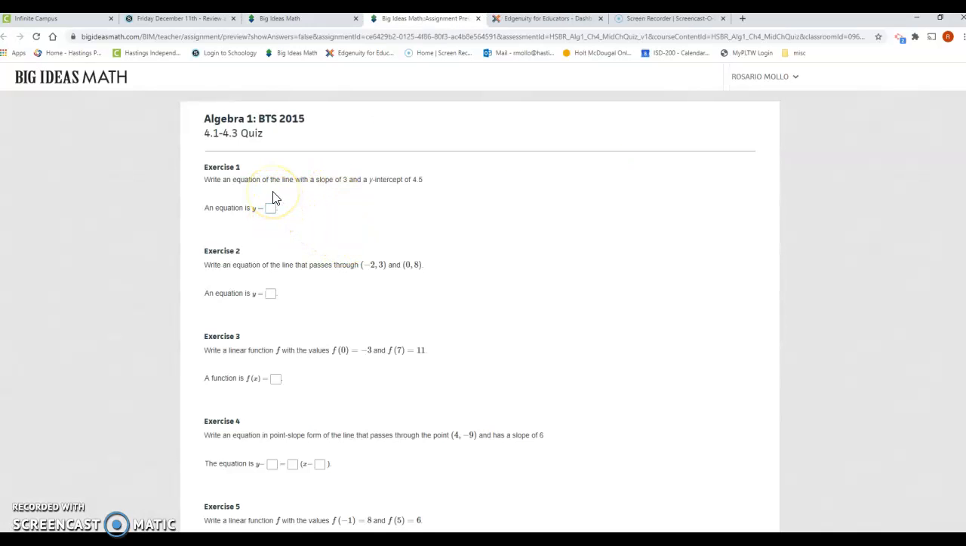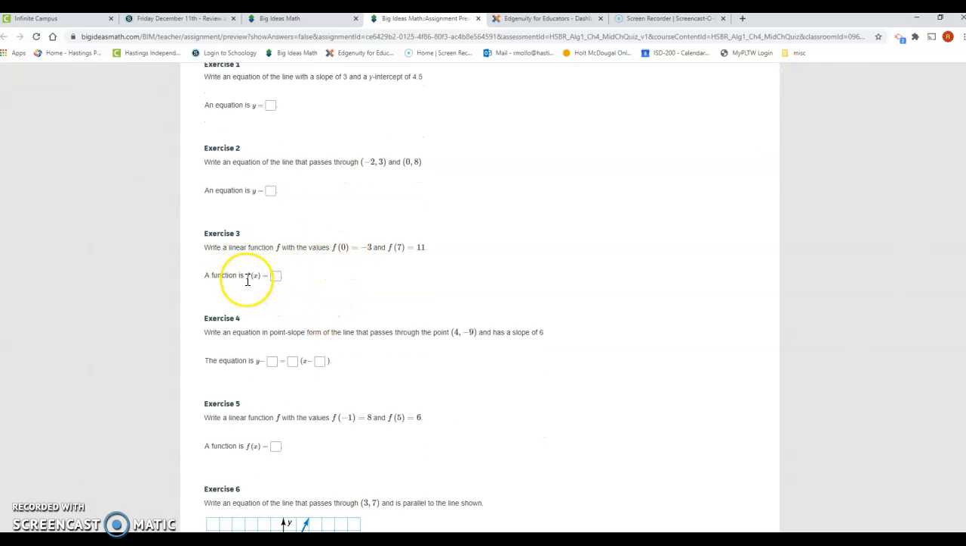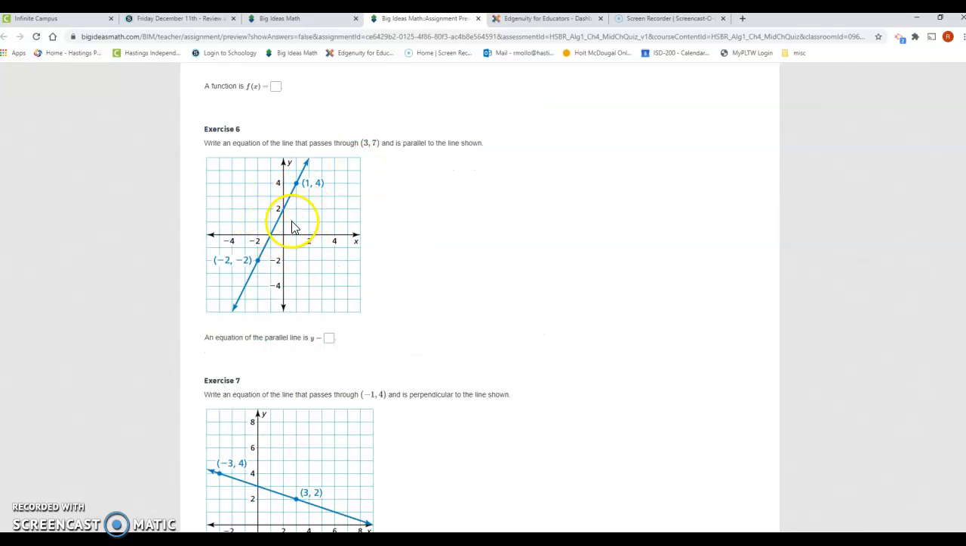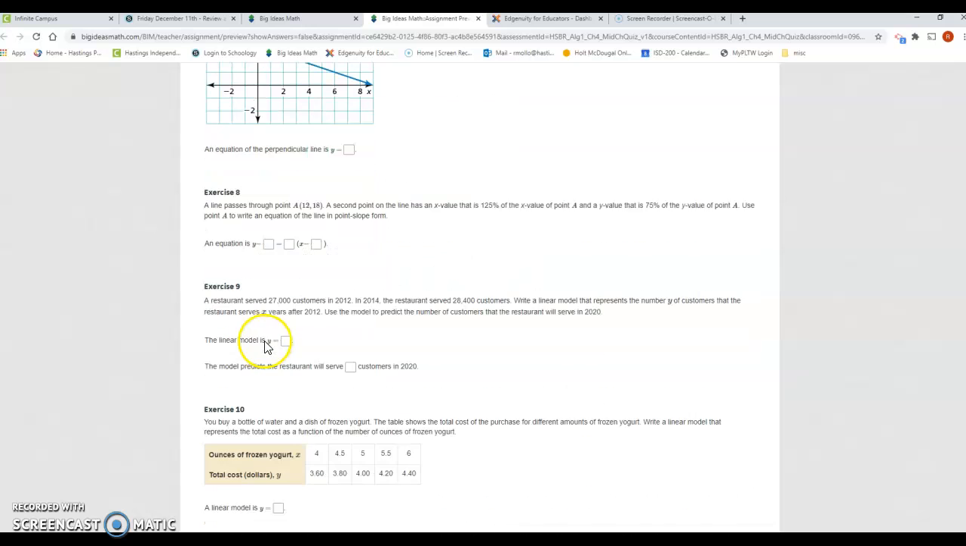So question 1 is just write the equation in slope-intercept form. Same thing with question 2. Same thing with question 3, except in its function form, so it just starts with f of x instead of y. Question 4 is point slope. Question 5 goes back to function form. 6, you're writing it as a parallel line. 7, you're writing it as a perpendicular line.